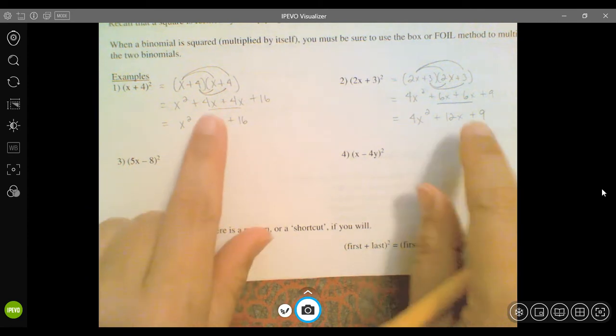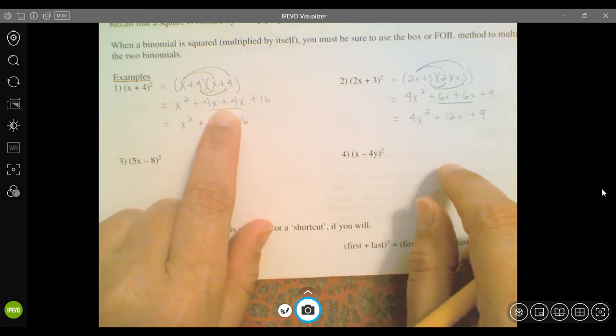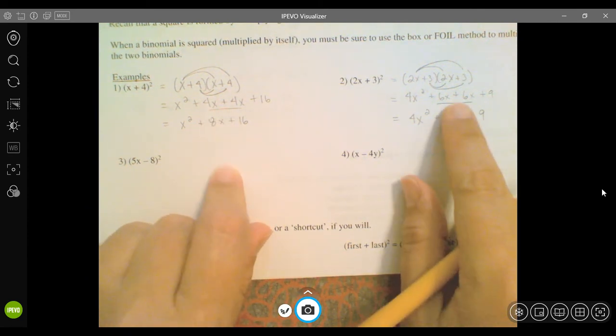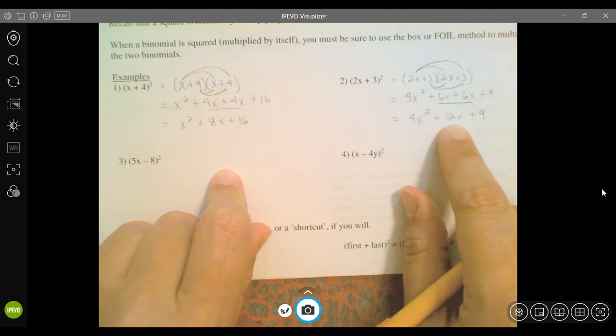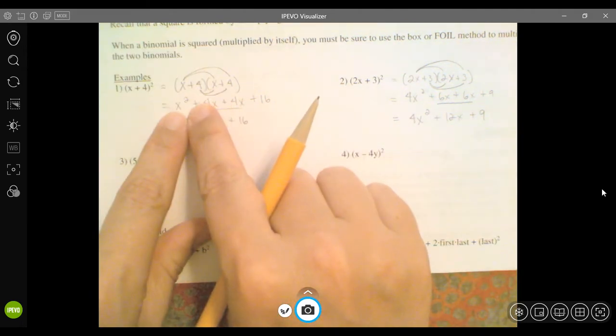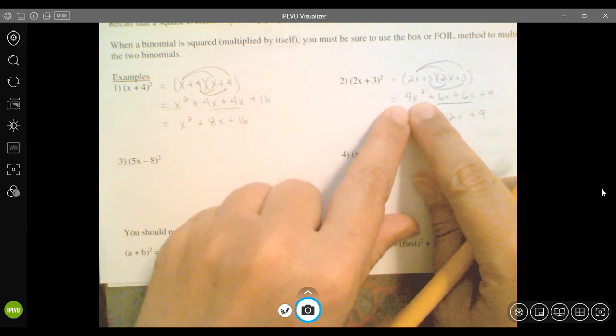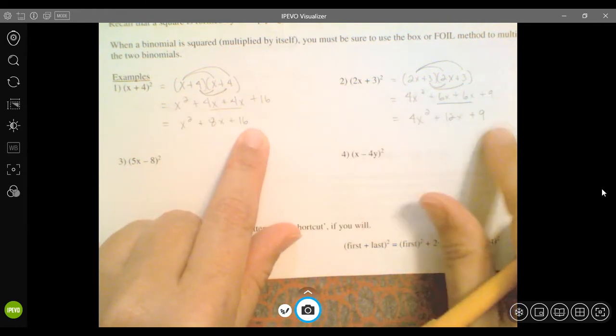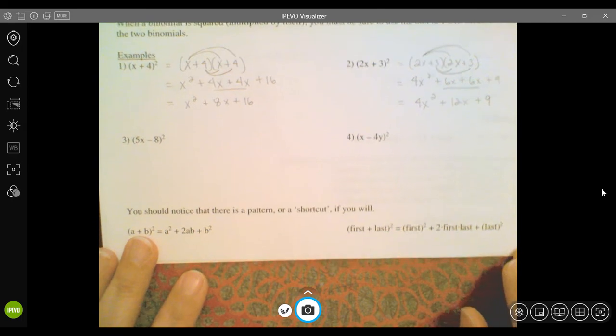So look at the outer and the inner. They're the same. Outer and inner are the same. So that's part of it. And notice you have x times x. You have 2x times 2x. 4 times 4, 3 times 3. Okay?